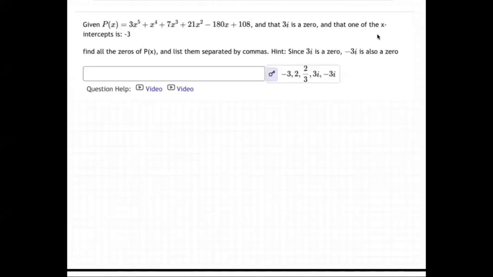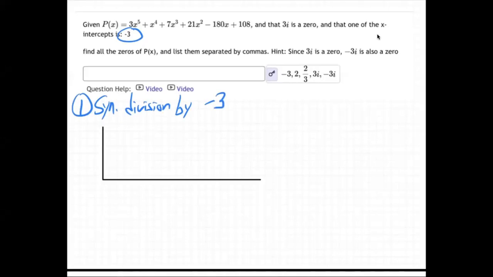So step number 1, synthetic division by the -3. Because that's just take the first one they gave you. So here we go. I'm going to do synthetic division. I'm going to grab that -3 right over there. And I'm going to bring these coefficients down. This 3 coming on down. This is a 1 here. Coming on down. This is a 7.